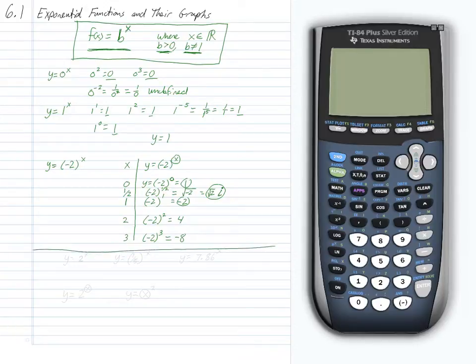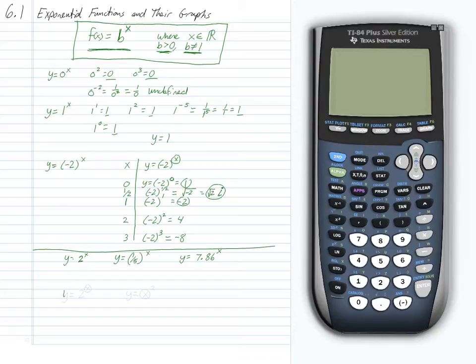So for example, y equals 2 to the x, or y equals 1/5 to the x, or y equals 7.86 to the x. These are all valid exponential functions. The base, 2, 1/5, 7.86. The exponent, our variable. So this is quite different from polynomial functions, as we've seen before.